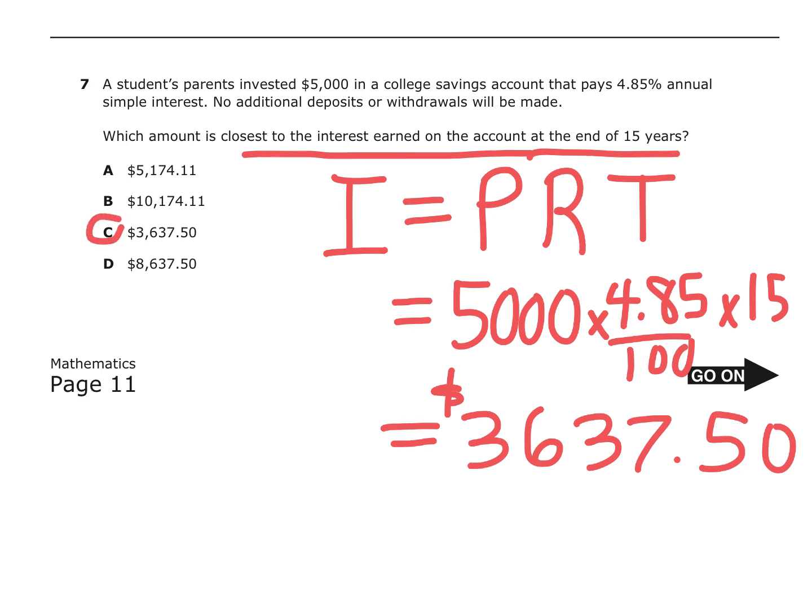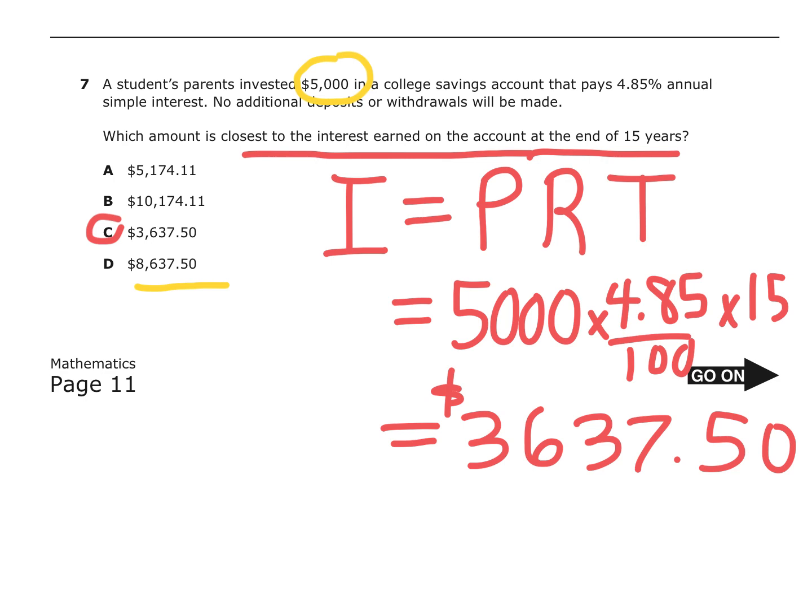And notice that there's another answer, answer D. It looks similar, but it's 5,000 more, okay? Because the original 5,000 has been added. And so they're not asking for the total amount. They're only asking for the interest earned.